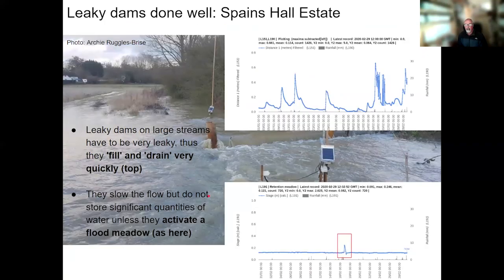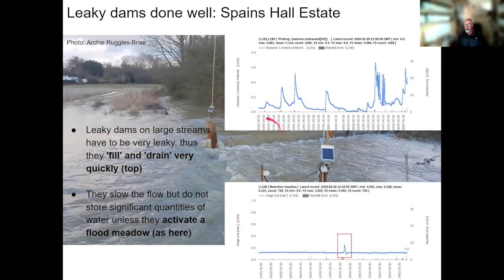The other time when such things are effective is when they are designed to activate a floodplain, as is the case here with the leaky dams at Spain's Hall Estate. Now, of course, leaky dams have a big gap underneath them usually because they're designed not to affect low flows. So it's not like they store water for long periods of time. They go up when the river goes up very quickly, and then it goes down very quickly, but a little bit less quickly, perhaps, than without the dam there.